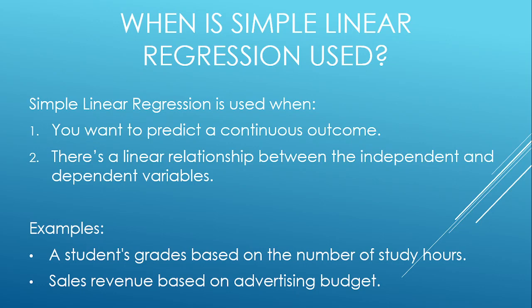Simple linear regression is used when, number 1, you want to predict a continuous outcome. Number 2, there's a linear relationship between the independent and dependent variables. For example, it can predict a student's grades based on the number of study hours. And number 2 is the sales revenue based on the advertising budget.